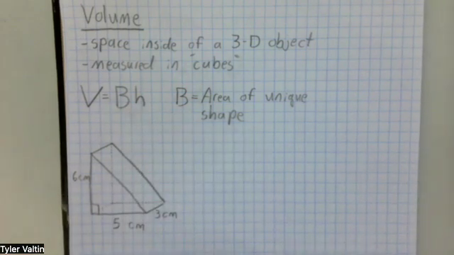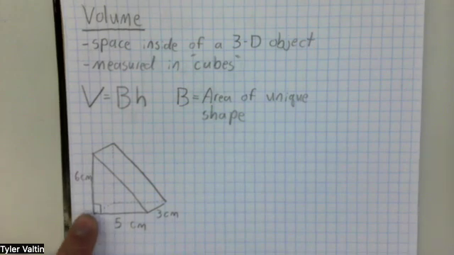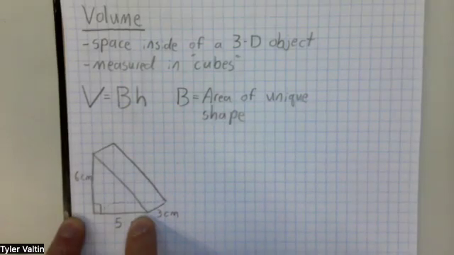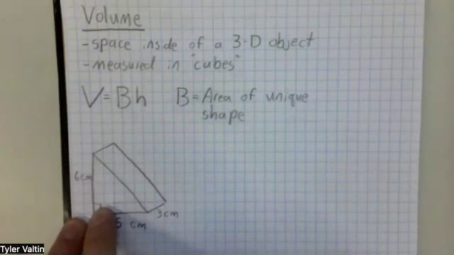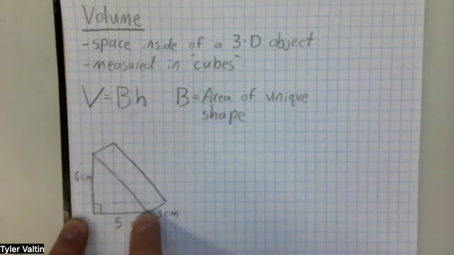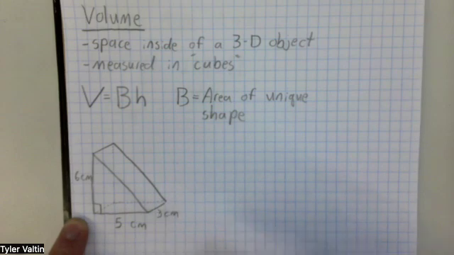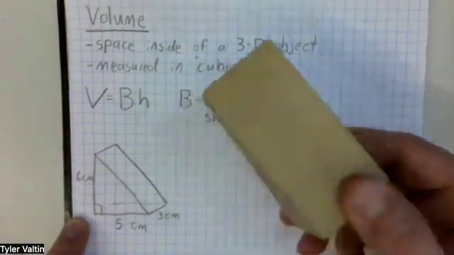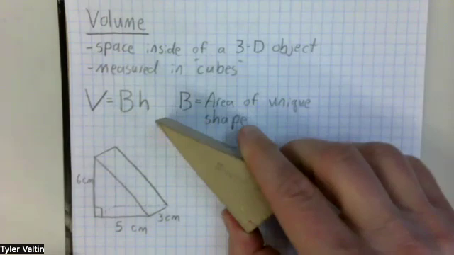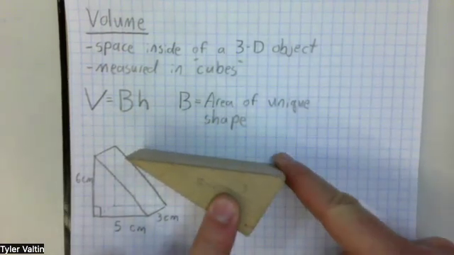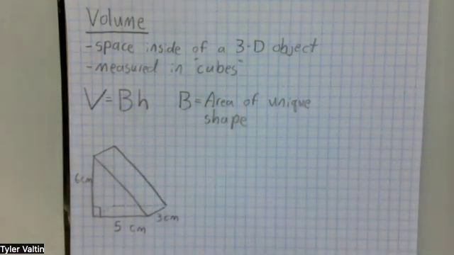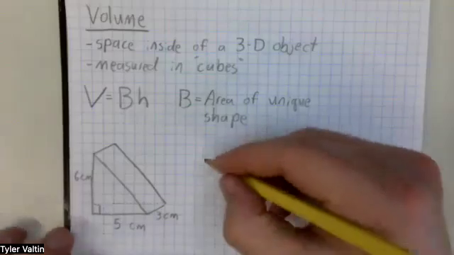So right off the bat, we've got a rectangular prism here, and the unique shape of this rectangular prism is the triangle. So the first thing we're going to do is try to find the area of this triangle, and then we're going to multiply it by the height of 3. Now, the height isn't actually 3 here. If we lay the piece down with the triangle down, that becomes our base, and then our height here is the 3. So that's what we're going to use. So we've got to find the big B first.